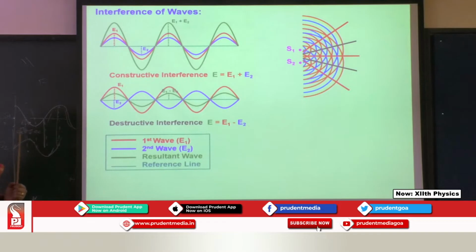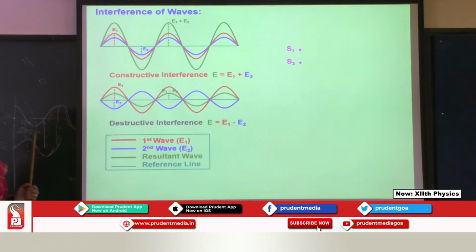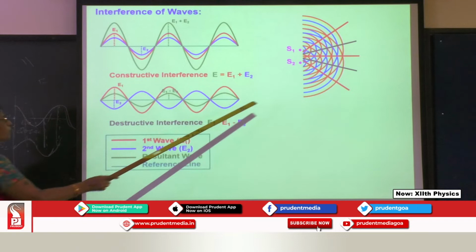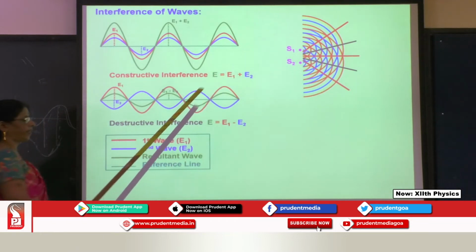Now here you can see how the waves are spreading. I have taken two sources, S1 and S2. See how the waves are emerging. Blue color is from S2, and S1 is the red color. When they interfere, you get the resultant wave, and these are the resultant ones which are emerging in all directions.